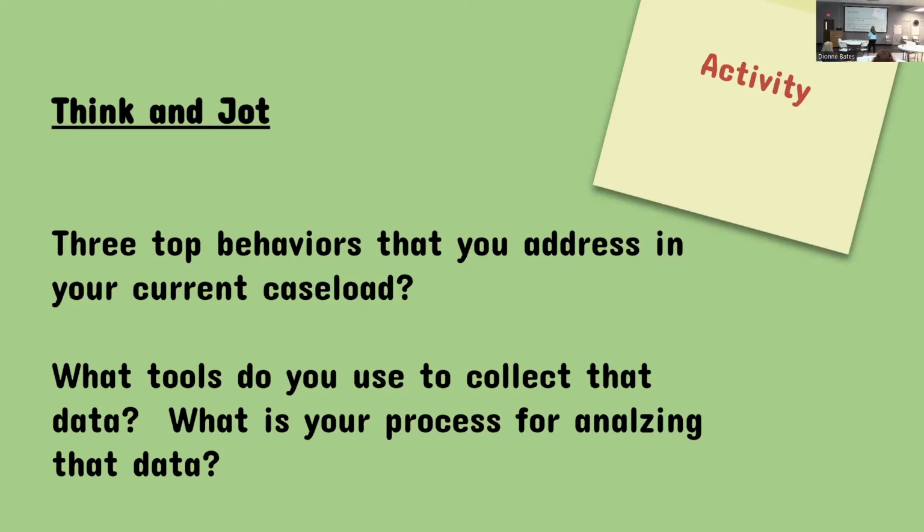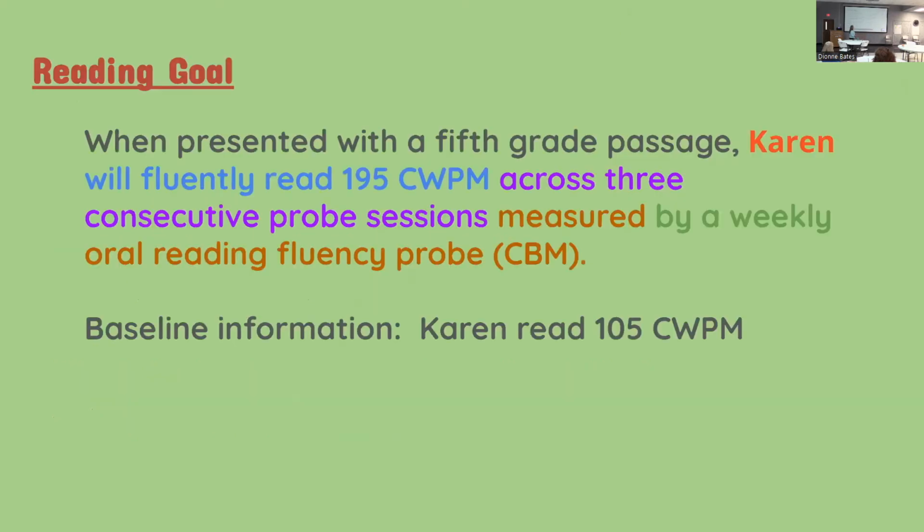Let's go ahead. Now we're going to try to do one. We're going to use a reading goal. So I believe we've got Karen again. I believe Karen's in 8th grade. But when we're presenting her with a 5th grade passage, Karen is going to fluently read 195 correct words per minute across 3 consecutive probe sessions. We're going to measure it by a weekly oral reading fluency probe. Okay. So right now we know that Karen can read 105 correct words per minute. That's what we know, our baseline.